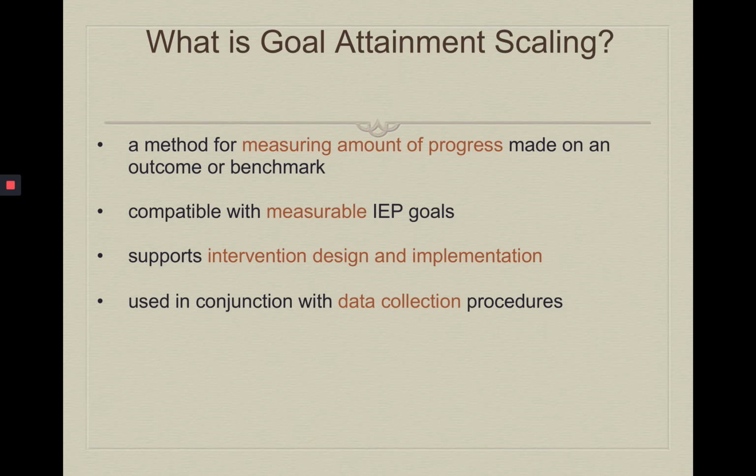Goal attainment scaling is probably a new term for many of you. Goal attainment scaling is simply a method of measuring student progress, and it's meant to be used in conjunction with IEP goals and objectives. It's not meant to replace them. It's meant to be used with them. It actually is designed to support your instructional strategies and how you implement your instruction, and you need to use it in conjunction with whatever data collection procedures you're using.